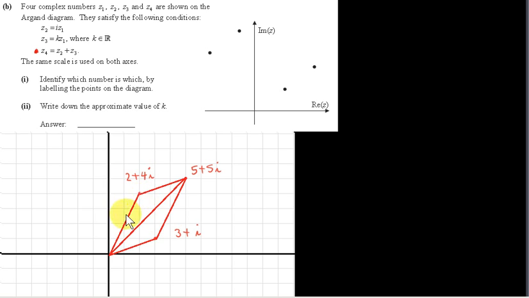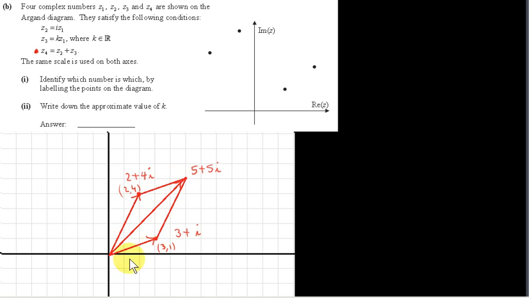If you know anything about vectors, we could think of the complex number 2 plus 4i as a vector whose tail is at the origin and whose head is at the point with coordinates 2, 4. Similarly, we could think of 3 plus i as a vector whose tail is at the origin and whose head is at the point with coordinates 3, 1. This point is coordinates 3, 1. This is coordinates 2, 4.